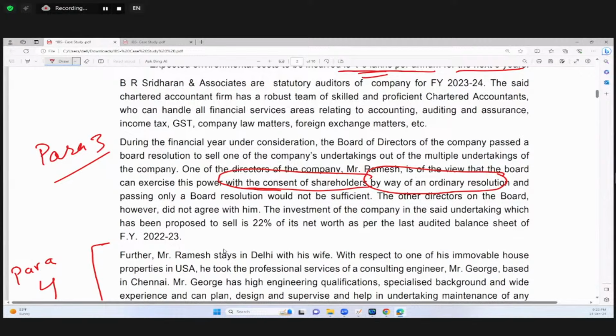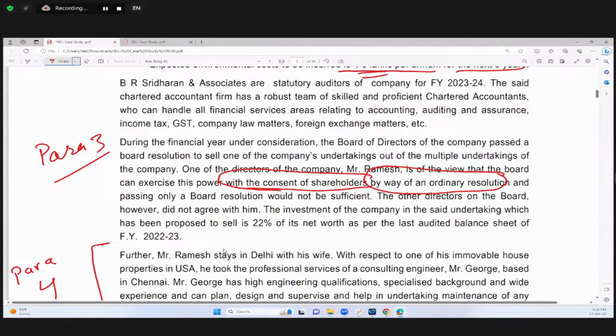And second, there is a second lot of powers which the shareholders can exercise. How will shareholders do it? Like if the board of directors sees that there is some transaction they have to clear, they have to invest or borrow something, then for that they have to pass an ordinary resolution or a special resolution at the general meeting. There are two types of meeting: board meeting and general meeting. What happens in a board meeting?